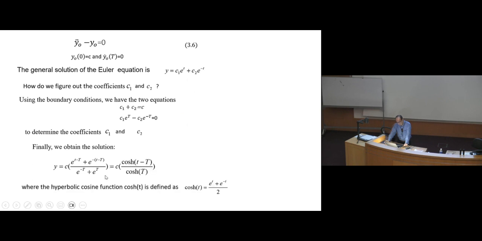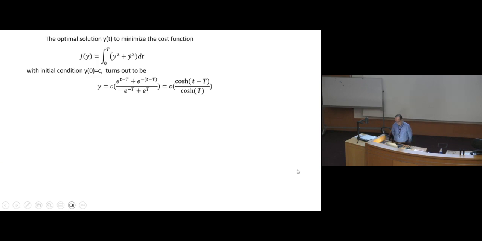If we use the hyperbolic cosine function, defined as e^t plus e^(-t) over 2, we can put the function in this form. Then actually that is the solution to minimize this functional with the initial condition c. It turns out to be a hyperbolic cosine function.